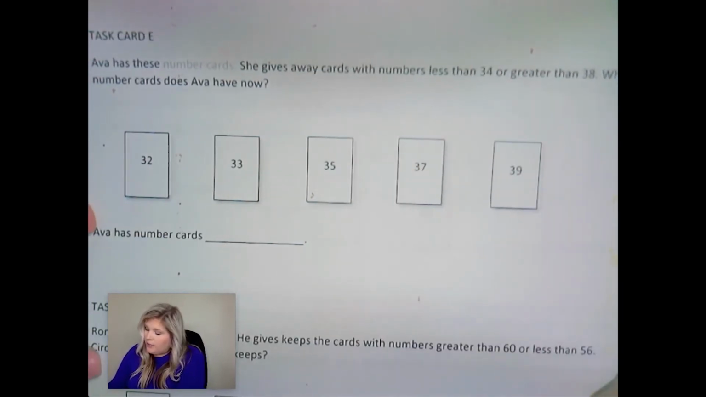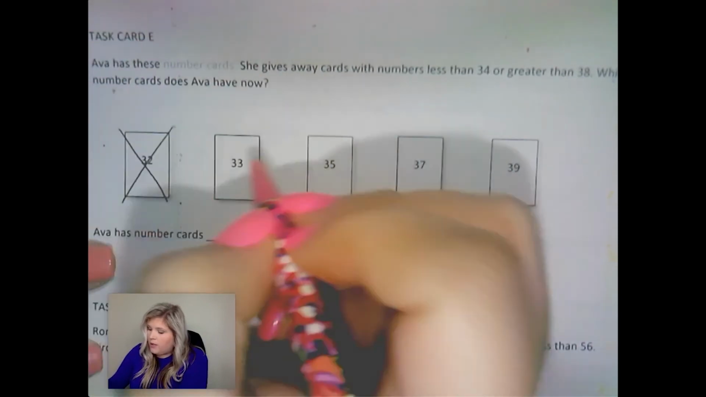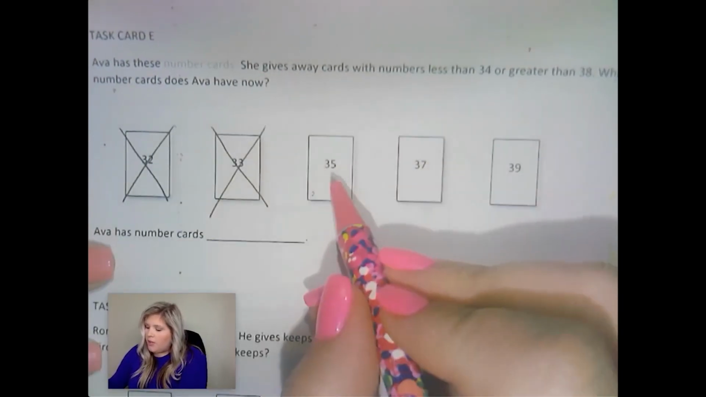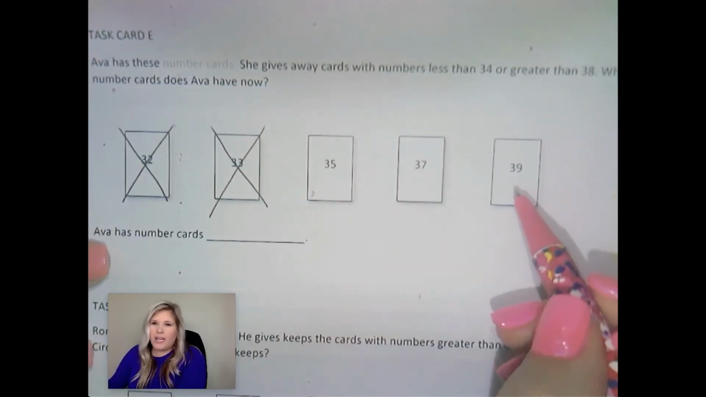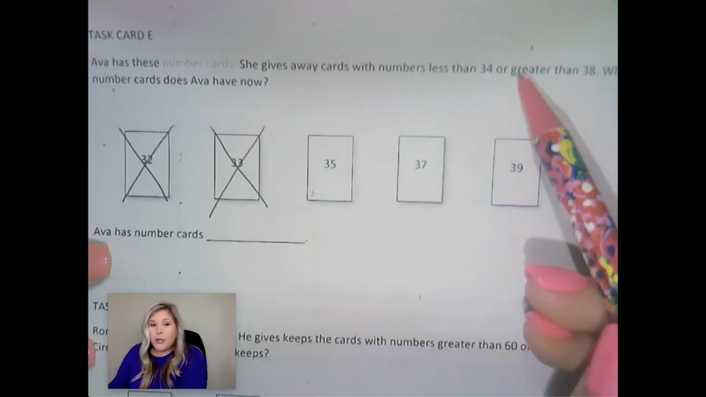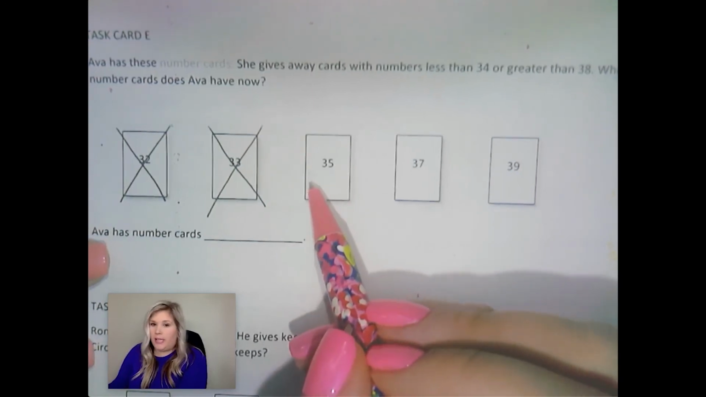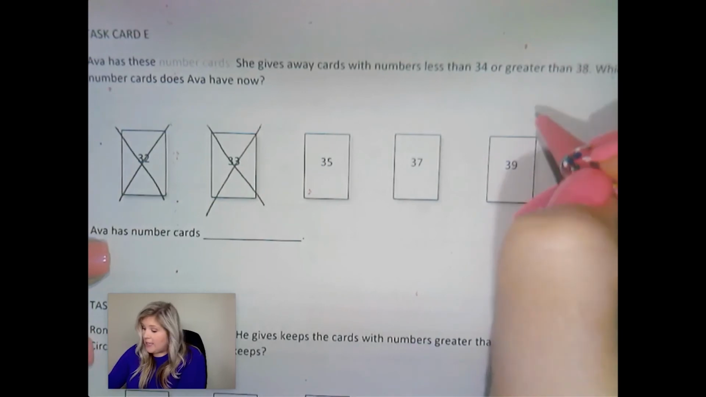Less than 34. 32 is less than 34. 33 is less than 34. 35 is not. 37 is not. 39 is not. And now we need to cross out the cards that are greater than 38. 35 is not greater than 38. 37 is not greater, but 39 is.